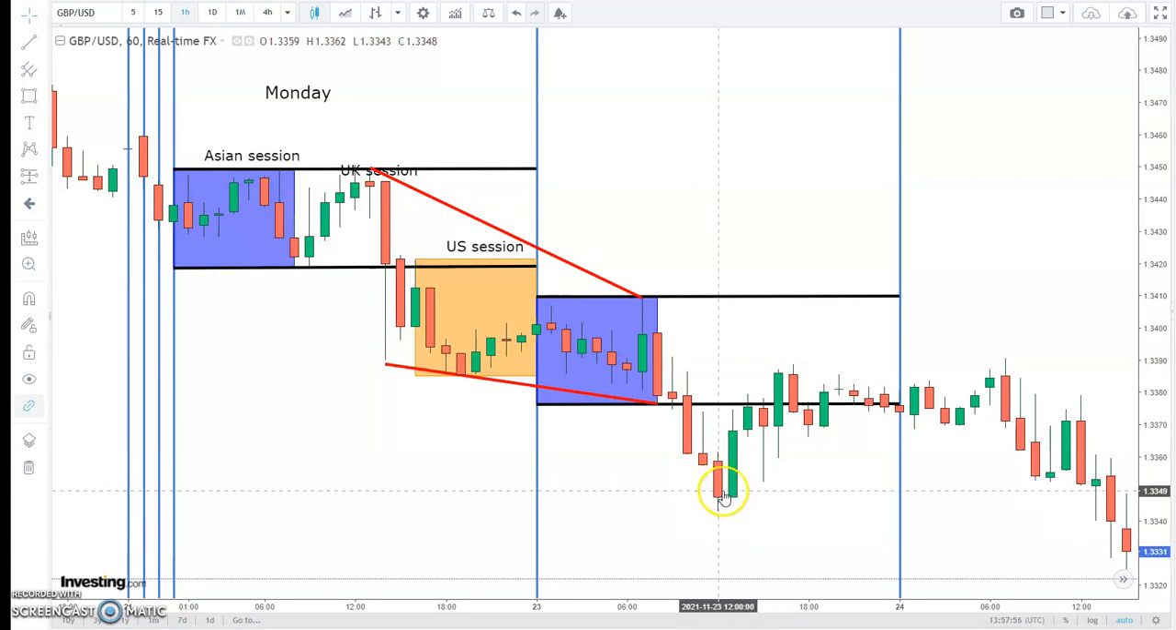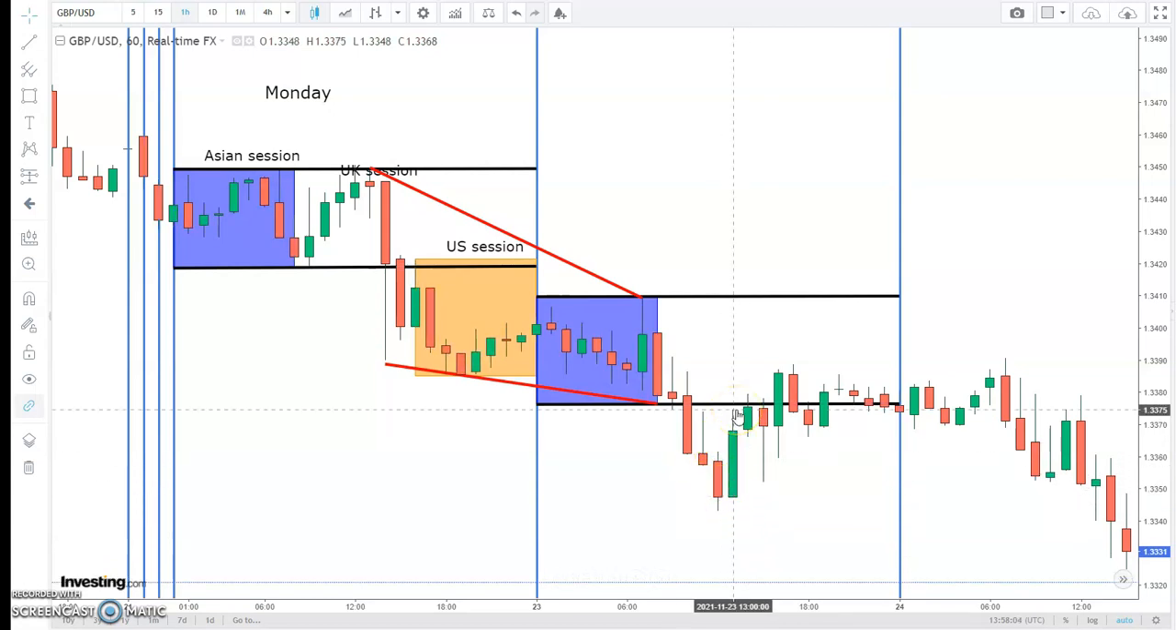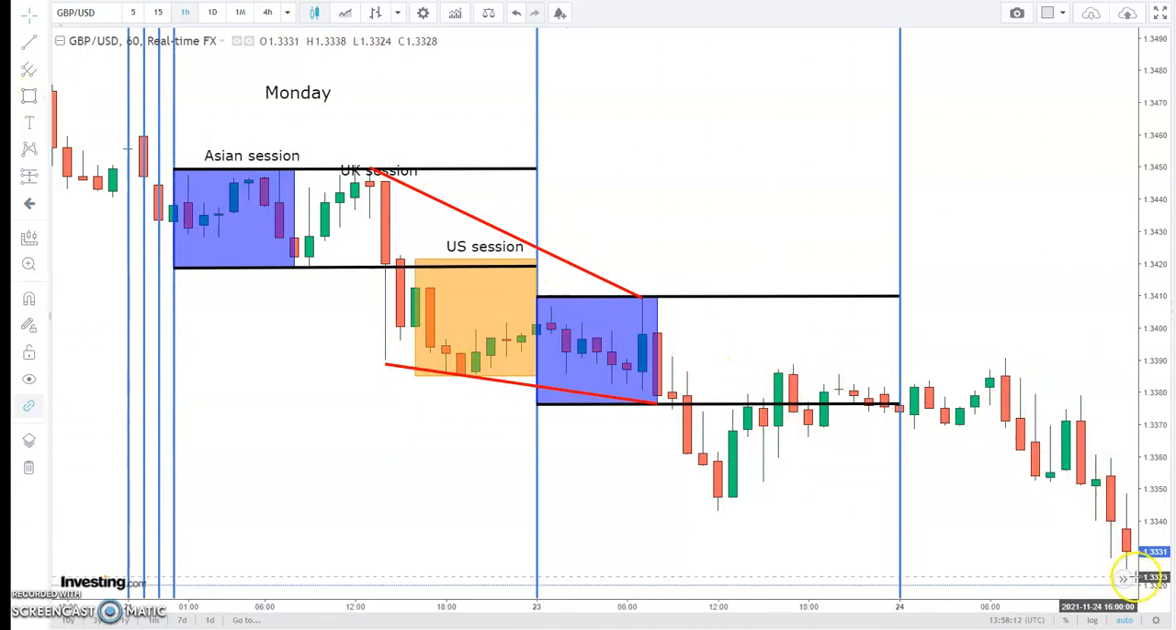So what does the market maker do? They want these stop losses. They want the volumes. They want liquidity. So what do they do? They push price back up again because they want to cancel your trade. Push price back up again, and then they'll drop it again.